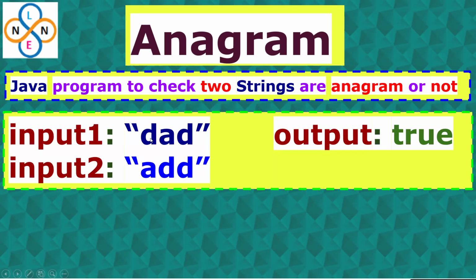That is, in the first string, D is twice, A is once. In the second string also, D is twice and A is once, with jumbled order. Then we can conclude they are anagrams.